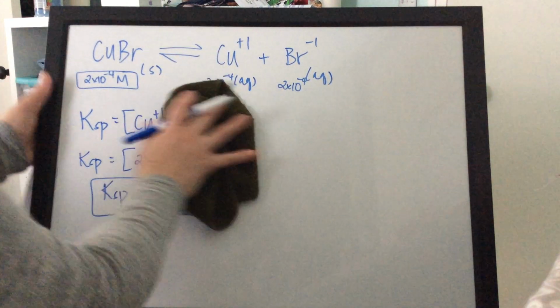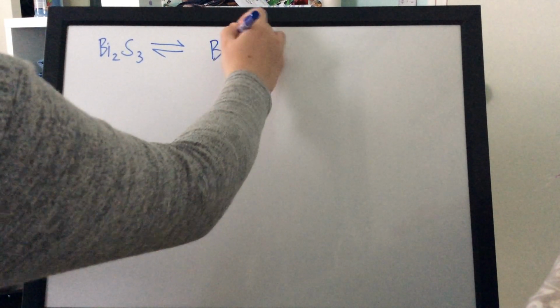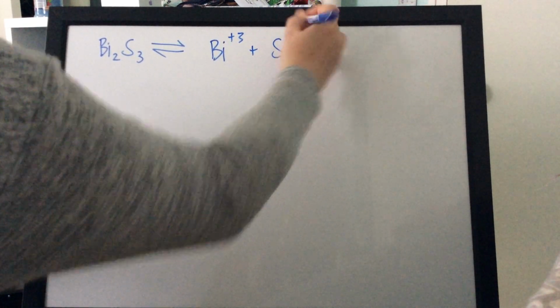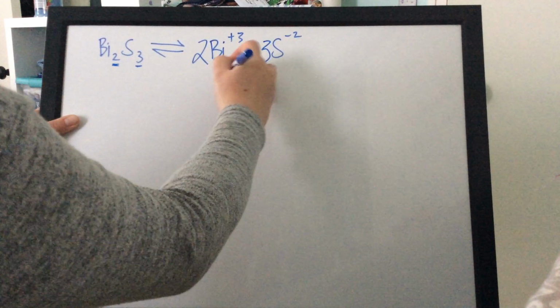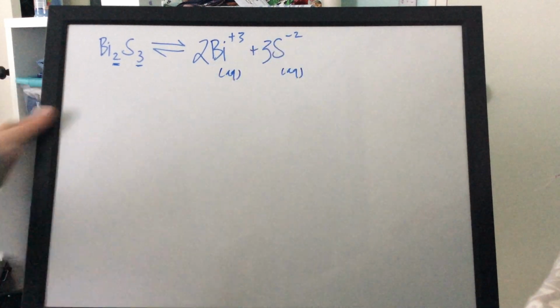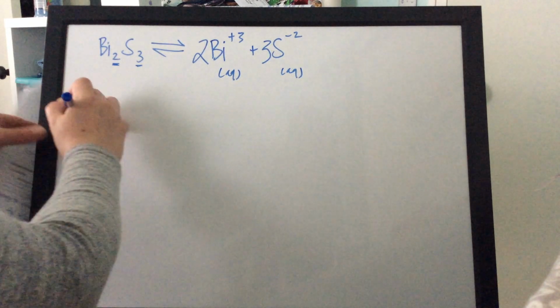So if we flip over, number 2 says, calculate the Ksp value for bismuth sulfide, Bi2S3, which has a solubility of 1 times 10 to the negative 15 moles per liter at 25 Celsius. Okay, so I'll go ahead and do my ionization reaction. So of course I get 2 of the bismuths and 3 of the sulfurs. So of course we know our Ksp is going to be a little more involved.